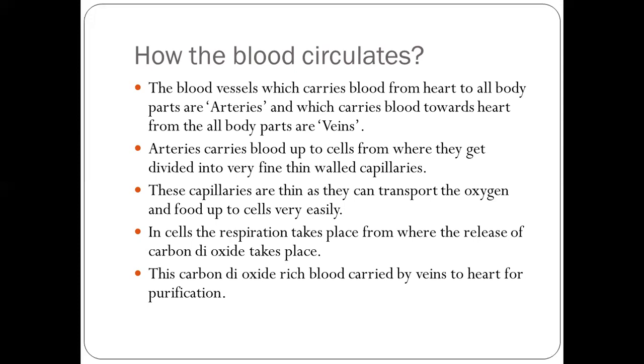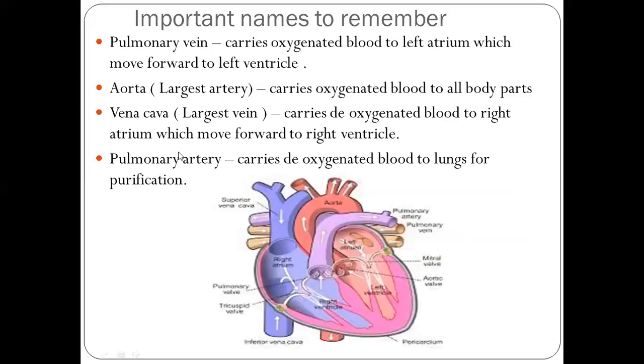So capillaries work there. These capillaries are thin and they can transport the oxygen and food up to cells very easily. In cells, respiration takes place, from where the release of carbon dioxide takes place, and this deoxygenated blood is carried by veins to the heart for purification. So there are a few terms which are very important to know before learning about double circulation. There are some arteries and veins we have to learn about.